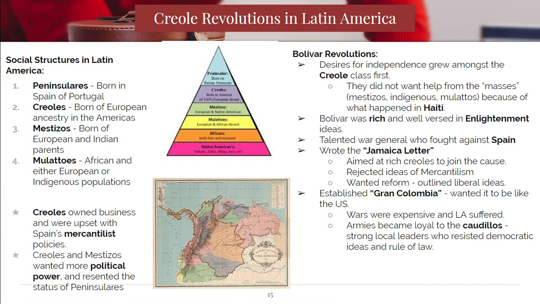Let's move on to the Creole revolutions in Latin America. So basically, these are the conflicts that lead to independence for South America. And to quickly remind ourselves of the social structure in Latin America, we discussed these before, right? But it is a very top down social structure, right? And the layers are very distinct. It's almost like a caste system.